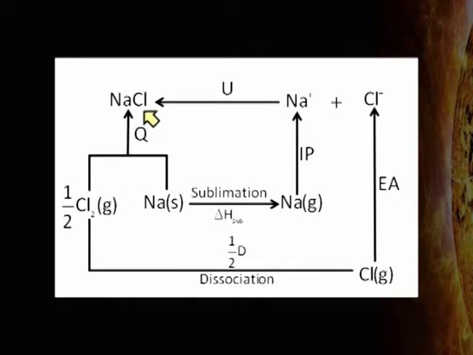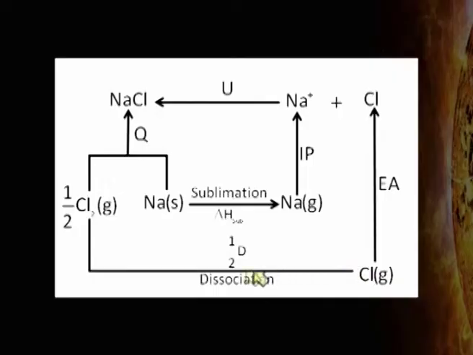This combination of sodium and chlorine to produce sodium chloride can happen in various steps also. In the first step, solid sodium has to be converted into gaseous sodium by using the delta H sublimation of solid sodium. The heat of dissociation for chlorine will be required to dissociate chlorine molecule to chlorine atom, as for 1 mole of chlorine, D will be equal to heat of dissociation, hence half of D will be used for half mole of chlorine.